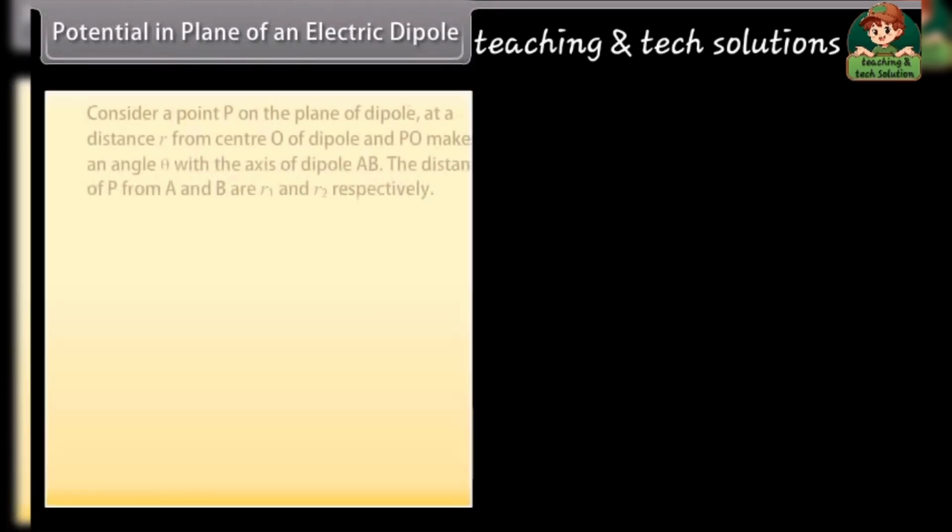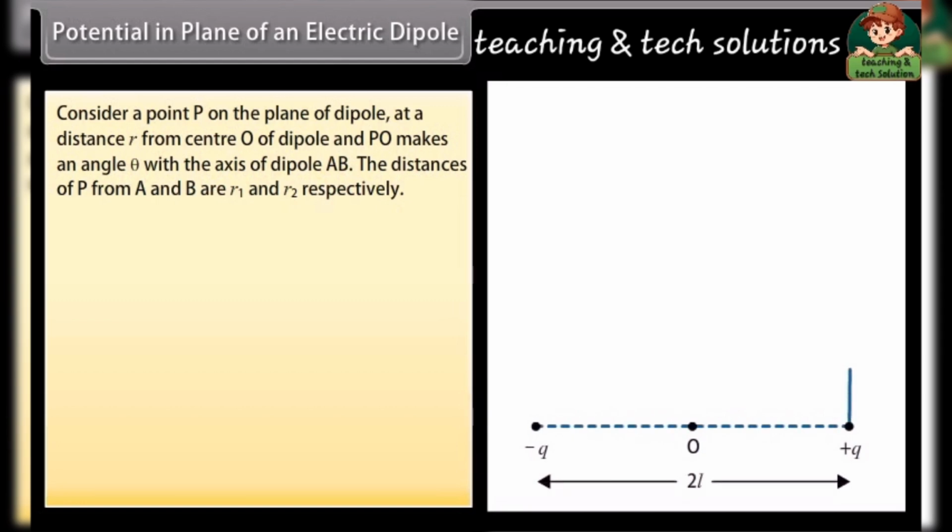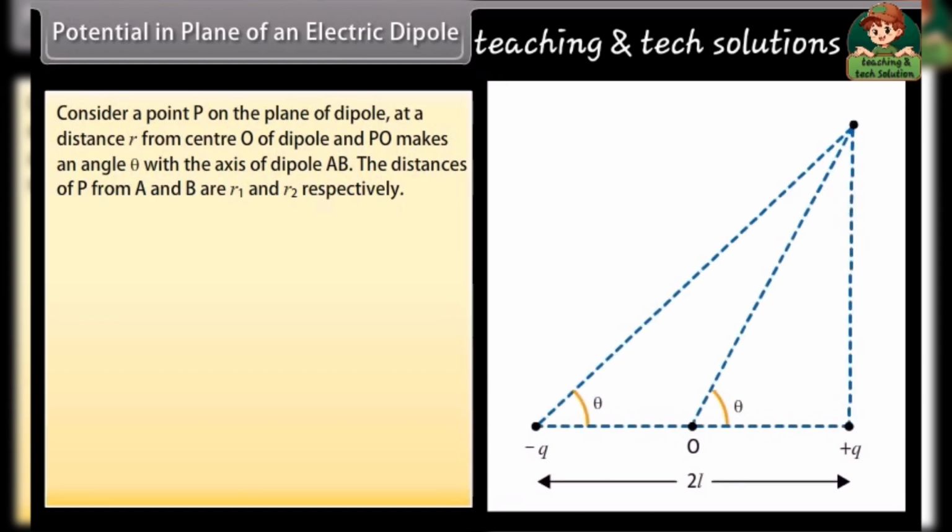Potential in plane of an electric dipole. Consider a point P on the plane of dipole at a distance r from center O of dipole, and PO makes an angle theta with the axis of dipole AB. The distances of P from A and B are R1 and R2 respectively.